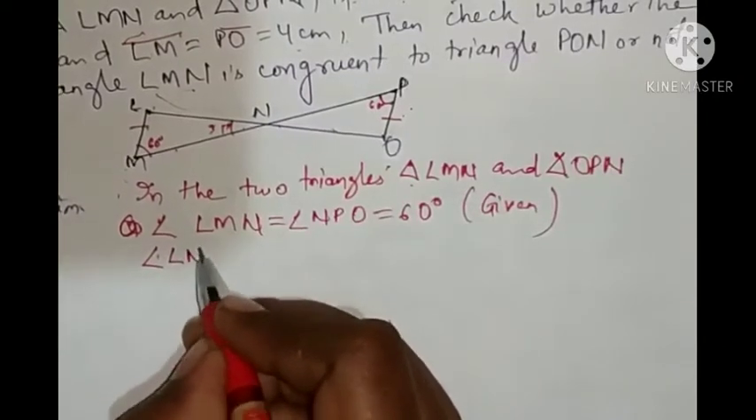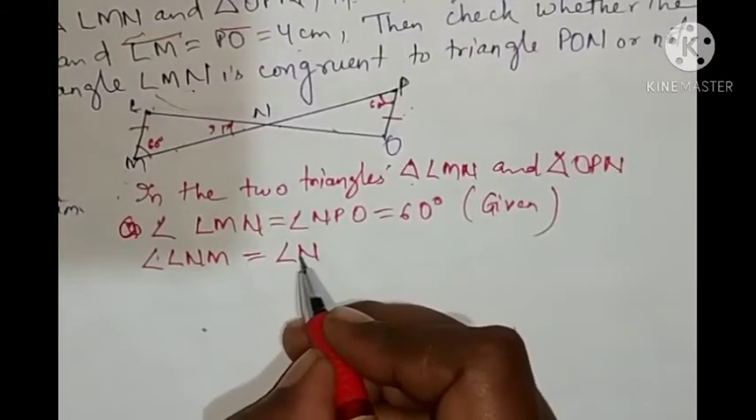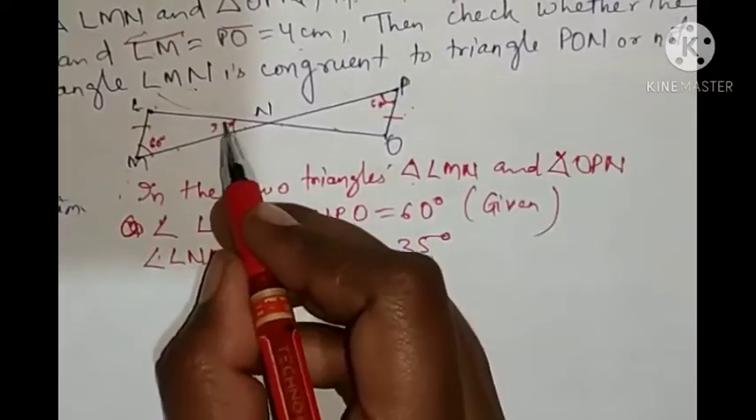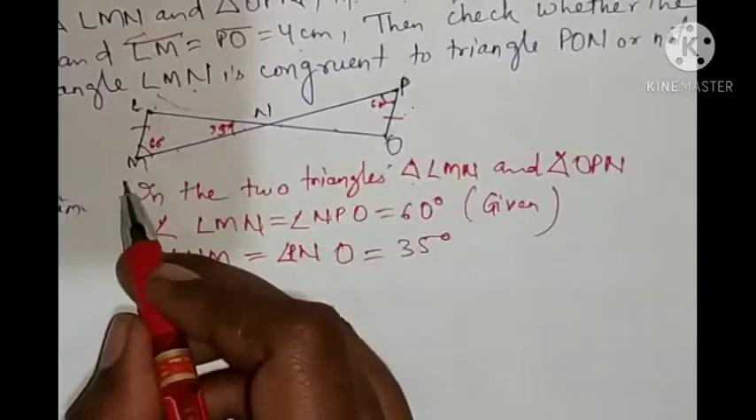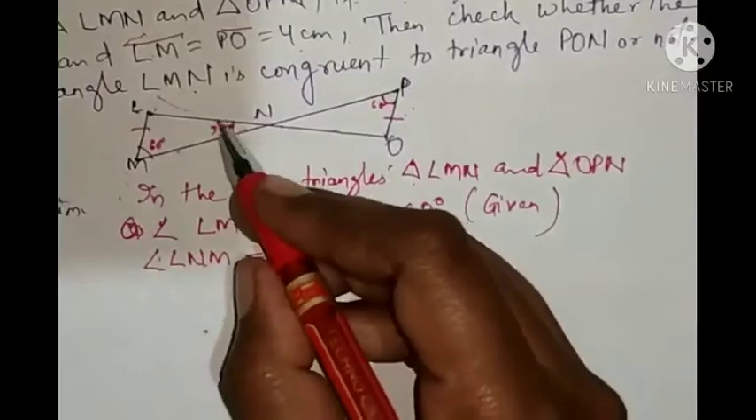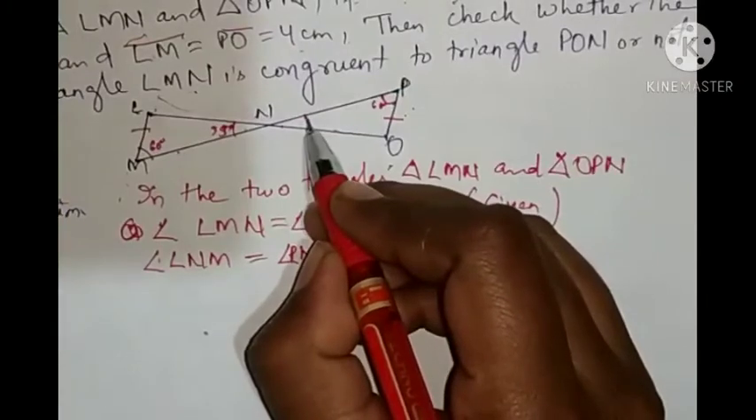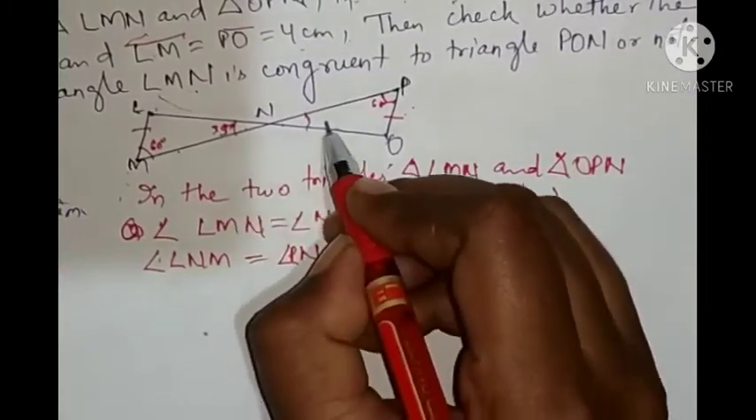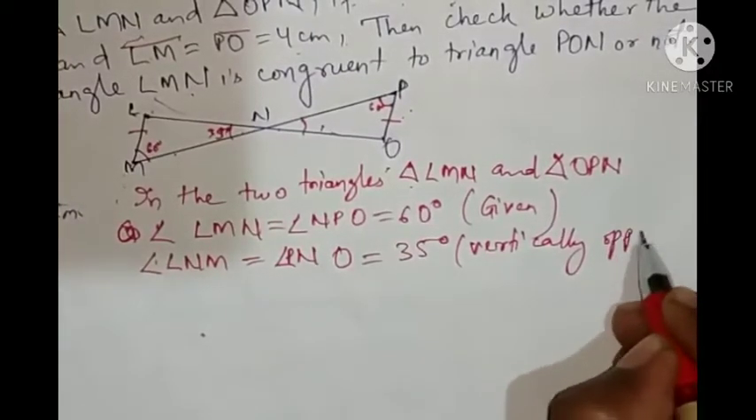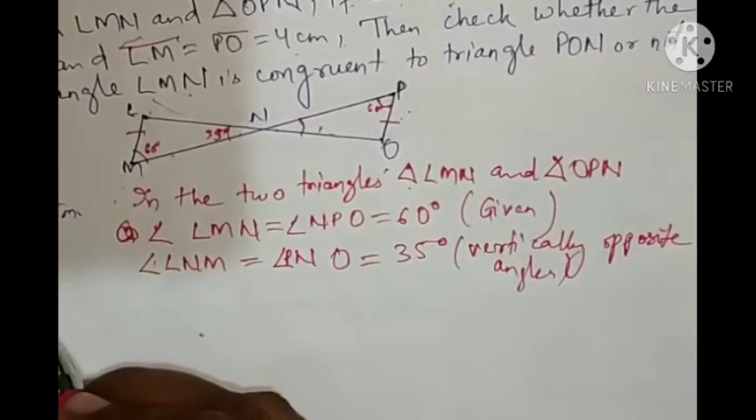Then angle LNM is equal to angle PNO, equal to how much? 35 degrees. So these two lines are intersecting each other, and that's why they are forming LNM and PNO, which are what? Vertically opposite angles. That's why this angle is equal to this angle, because what you will write? Vertically opposite angles.